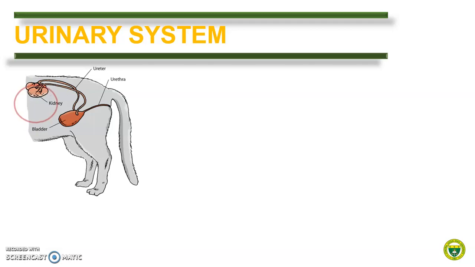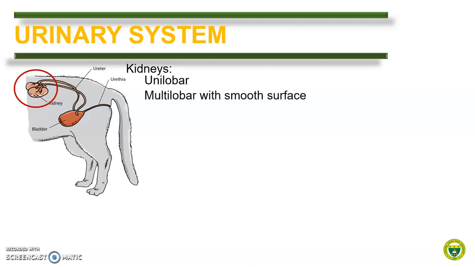Among the organs, the kidneys show variation among species. It is also good to point out that birds lack the urinary bladder compared to mammals with a very distinct urinary bladder. Kidneys can be classified as unilobar or multilobar with either smooth or lobated surface.